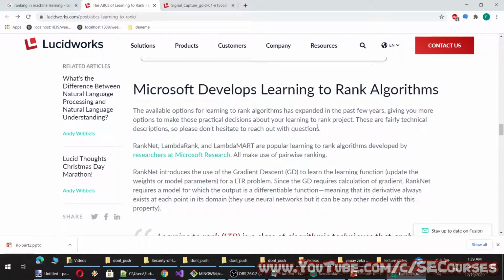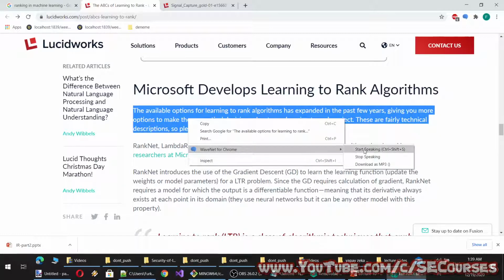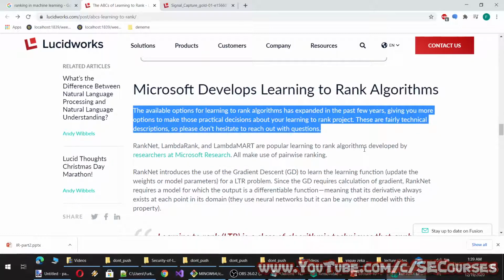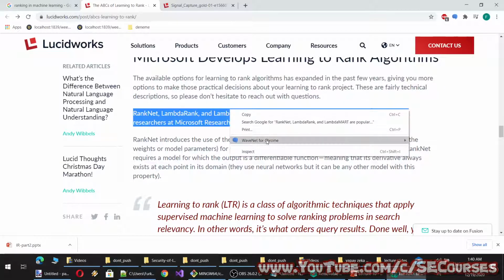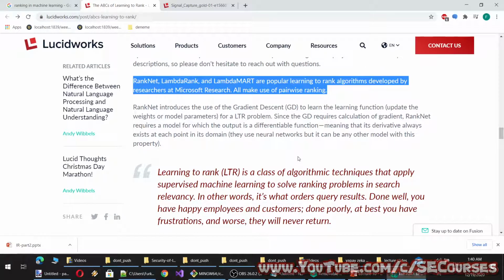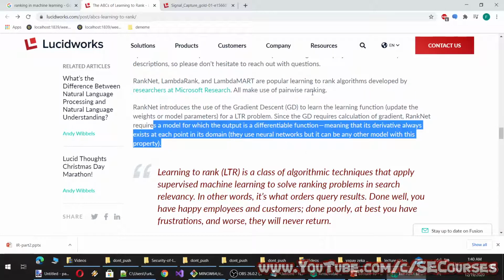Microsoft develops learning to rank algorithms. The available options for learning to rank algorithms has expanded in the past few years, giving you more options to make those practical decisions about your learning to rank project. These are fairly technical descriptions, so please don't hesitate to reach out with questions. RankNet, LambdaRank, and LambdaMART are popular learning to rank algorithms developed by researchers at Microsoft Research. All make use of pairwise ranking.